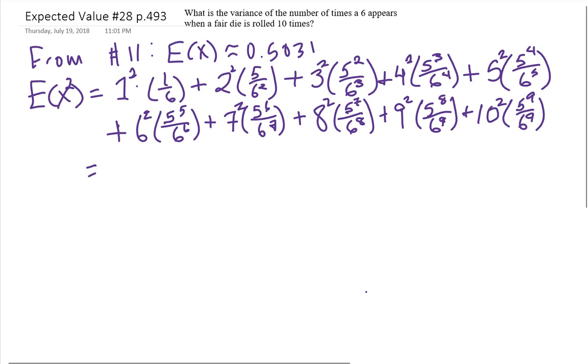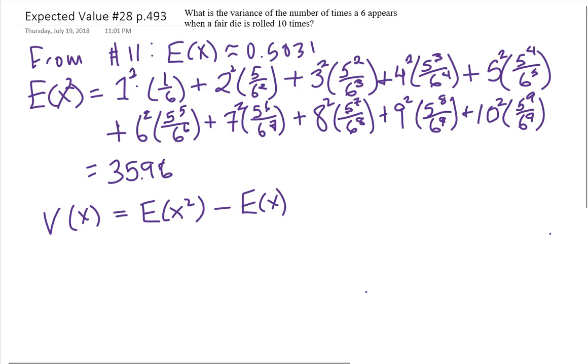35.95 or 96, excuse me. And so we would calculate the variance by taking the difference between the expected value of x squared and the expected value of x, and we get 35.43 essentially.